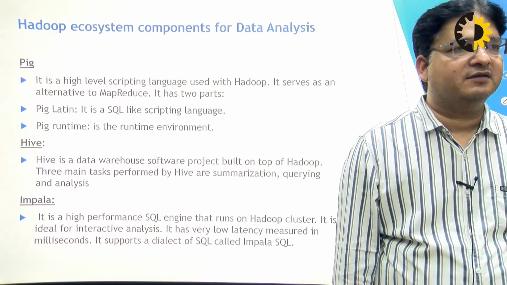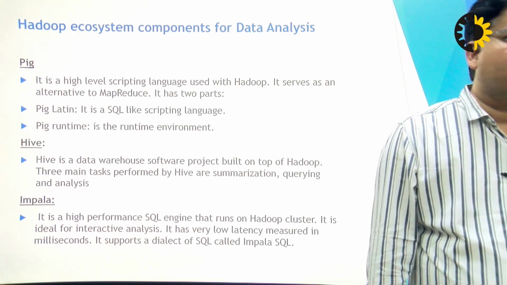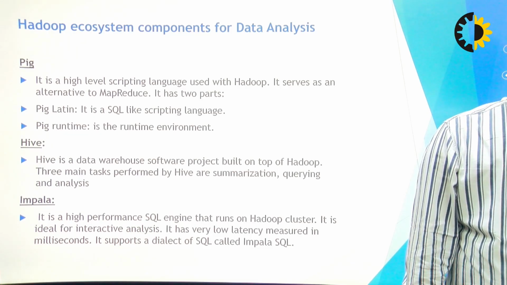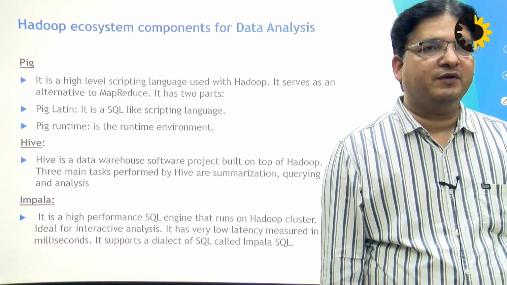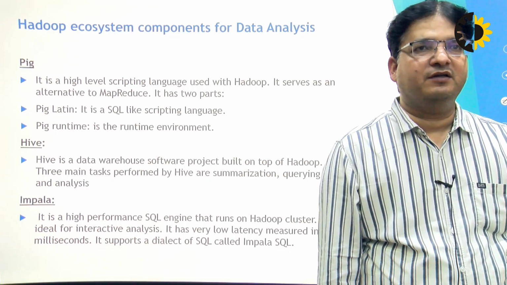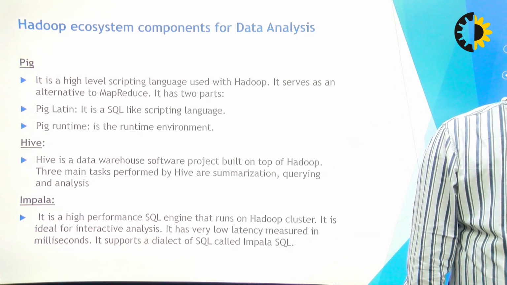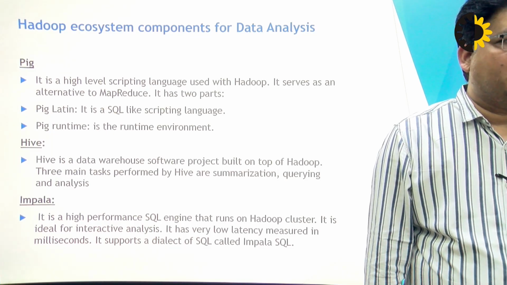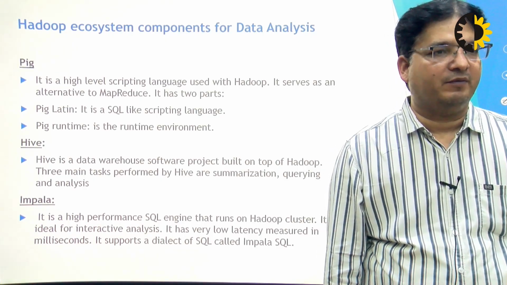Hive, we have already discussed. It is a data warehouse built on top of Hadoop, and it is used for summarization, query, and analysis. And Impala is a high performance SQL engine that runs on clusters. A cluster is a collection of various nodes that appears to provide services as a single system. To the user, it appears to be a single system, though it is a collection of different systems. Impala is ideal for interactive analysis. It has very low latency, that is, response time is very fast, and it supports a dialect of SQL called Impala SQL, which can be used for query purposes.